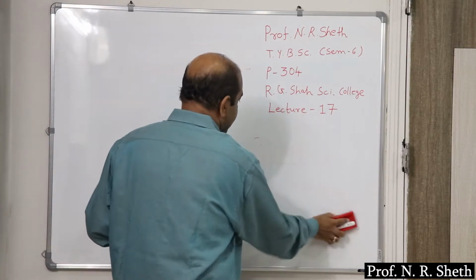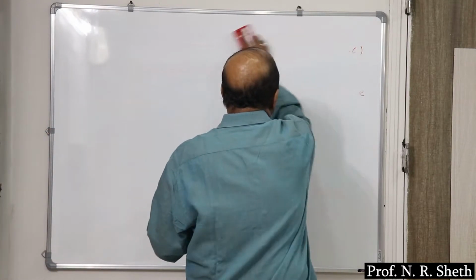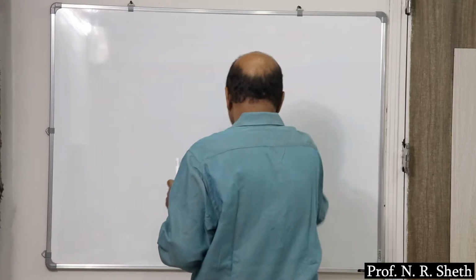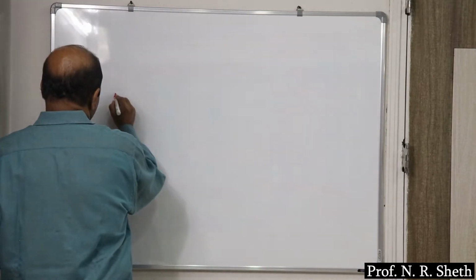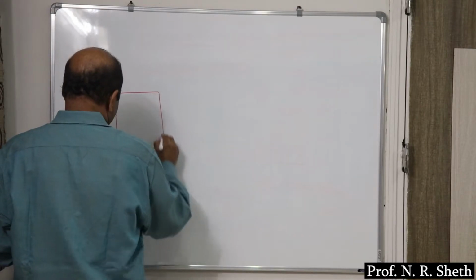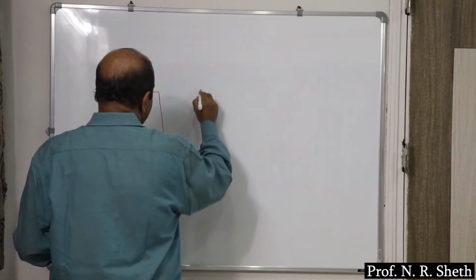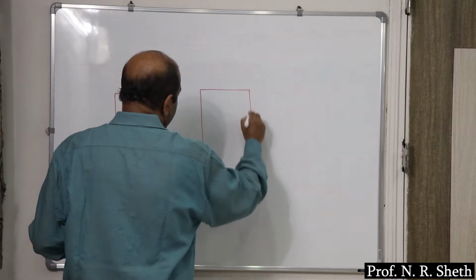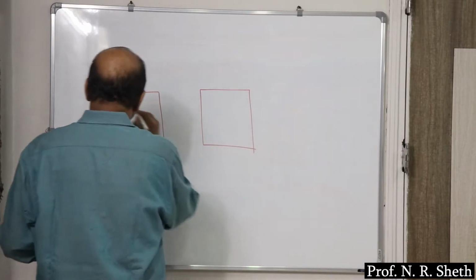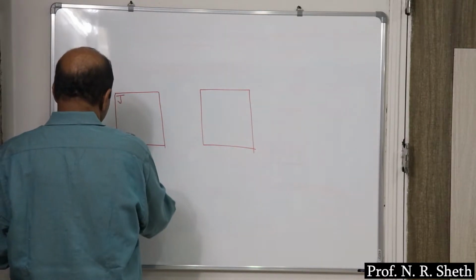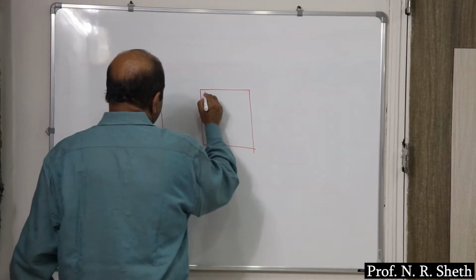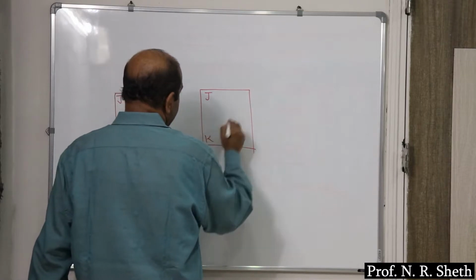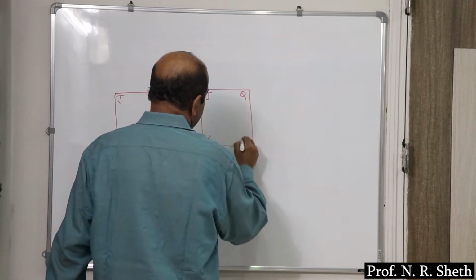Now, the circuit of MS-JK is very simple. You have to draw the symbol of JK flip-flop. J, K, Q, Q bar, J, K, Q, Q bar.